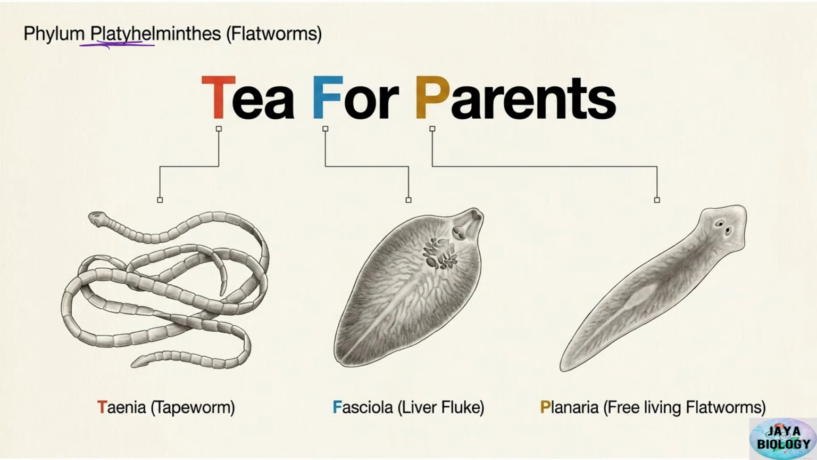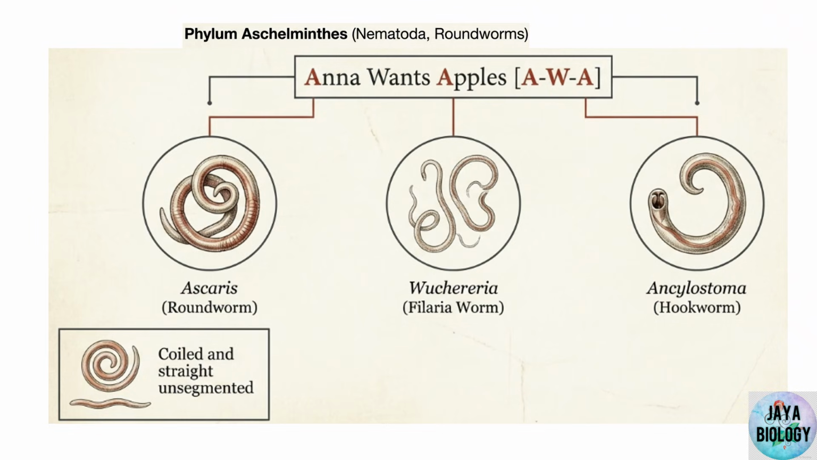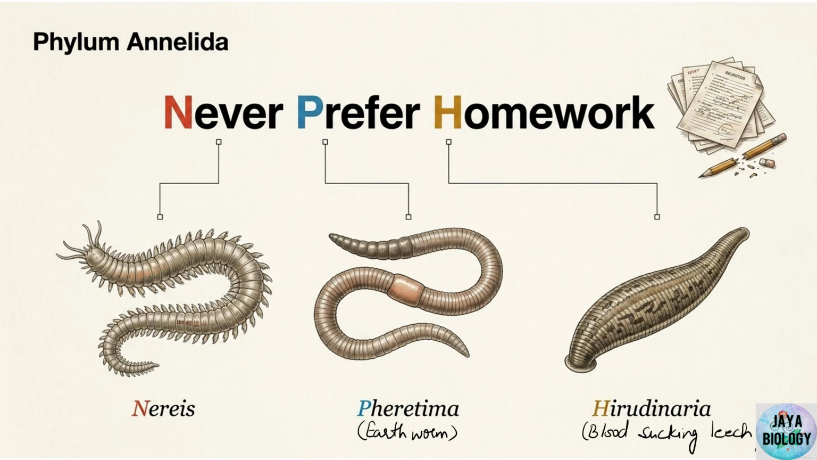Platyhelminthes, T for parents. Taenia solium, also known as tapeworm, Fasciola, liver fluke, Planaria. For Aschelminthes, Anna wants apple. Ascaris, roundworm, Wuchereria, filarial worm, and Ancylostoma, hookworm. Annelida, never prefer homework. Nereis, Pheretima, earthworm, Hirudinaria, blood-sucking leeches.